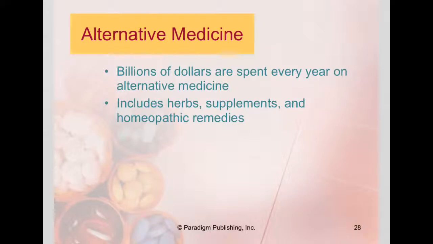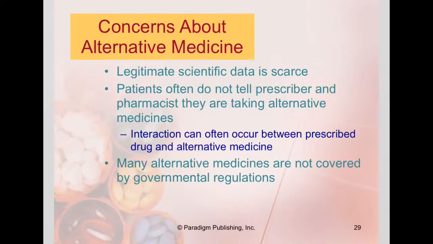So it's always important to tell your doctor or find out if your patient is on herbal medicines. They don't want to be on an herbal medicine and a synthetically produced medicine like Lipitor or something like that for cholesterol, and they interact with each other or give them too much. This is just some concerns about alternative medicine. Like I said, they don't tell their prescriber and the pharmacist that they're taking them, and interaction can often occur between prescribed drugs and alternative medicines.